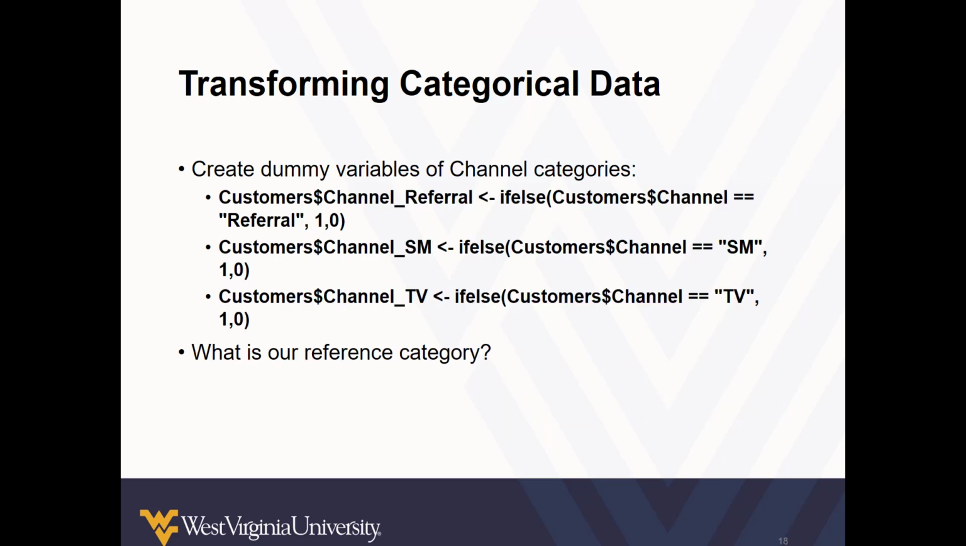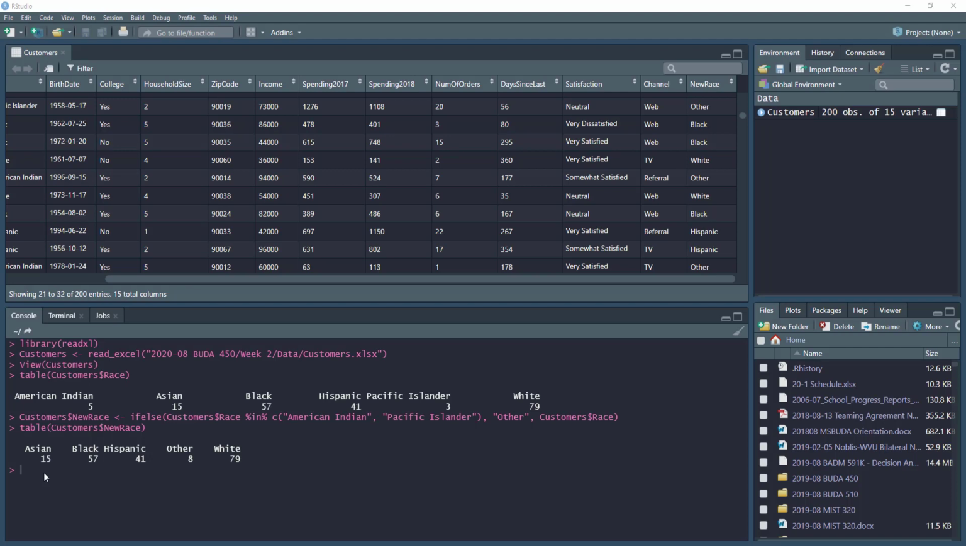So we're going to hop on over to RStudio and create some dummy variables of our channel categories. And this is the code that we'll use to do that. And keep in mind what that reference category is going to look like as we explore this. So channel refers to the way in which individuals were referred to the store. So let's take a quick peek and see what our categories are using the table function. So we have referral, which means a person-to-person referral, SM for social media, TV for television advertisements, and web for web-based advertising.